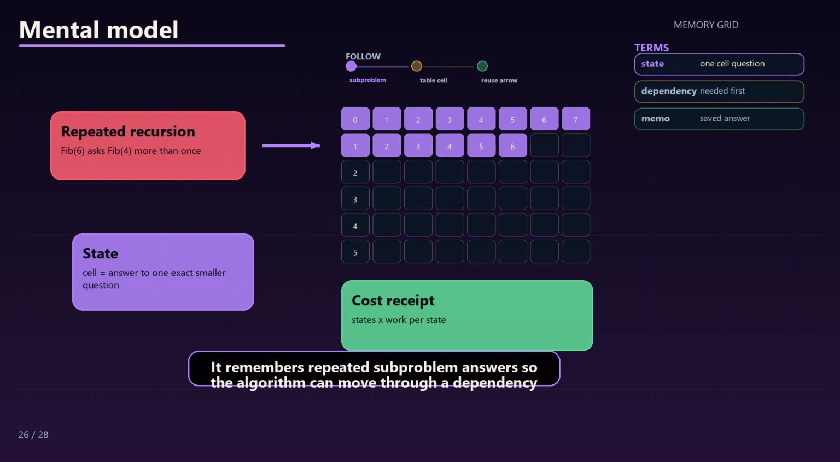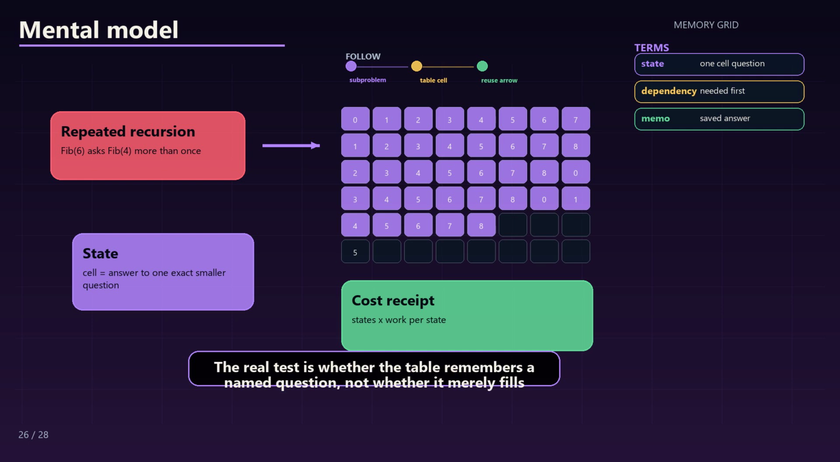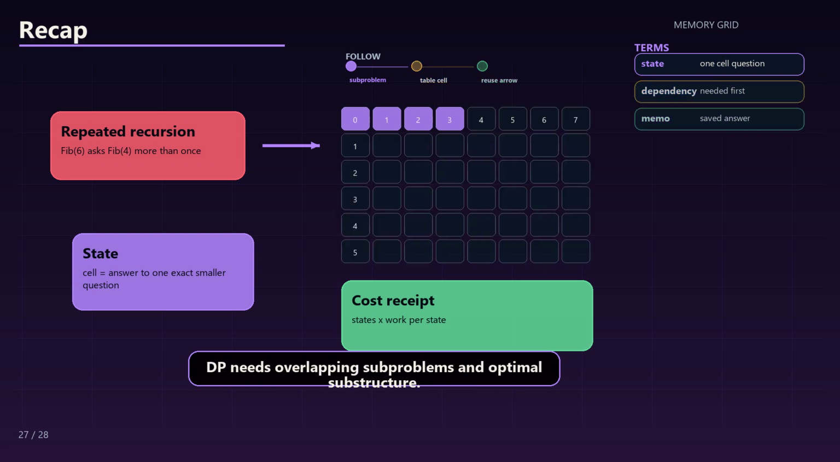It remembers repeated subproblem answers so the algorithm can move through a dependency map once instead of wandering through it repeatedly. Predict the next value from the neighbor cells before the table reveals it.